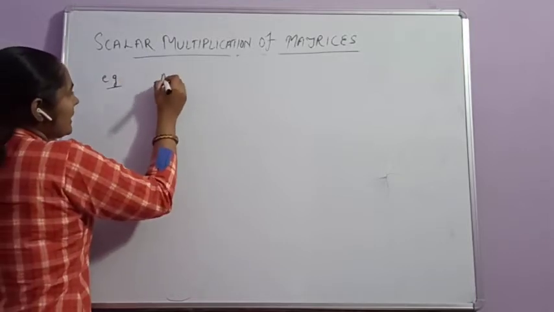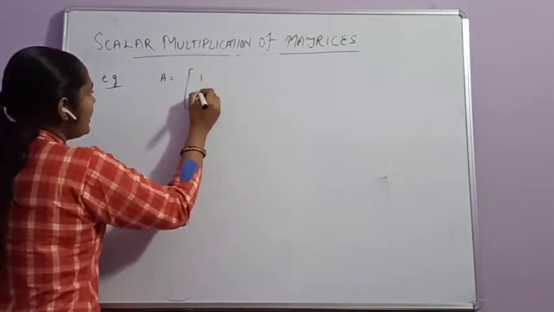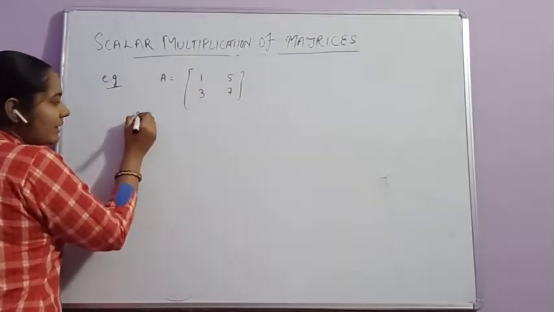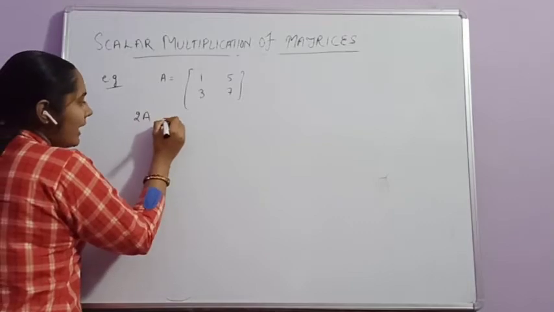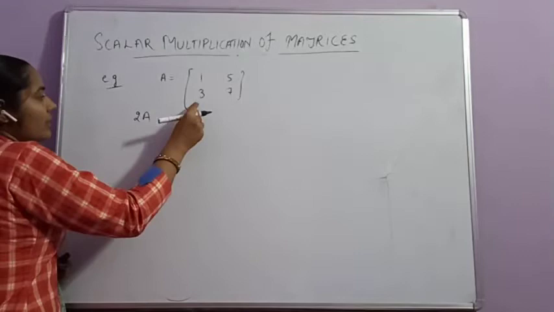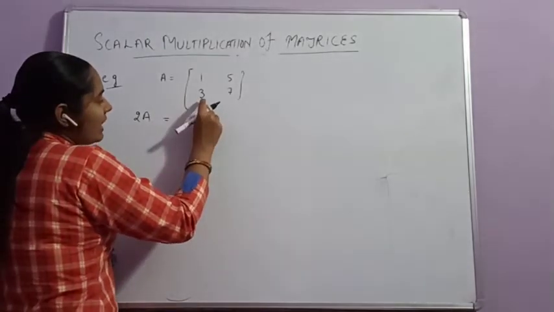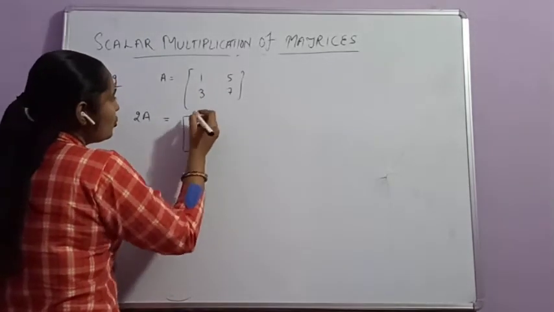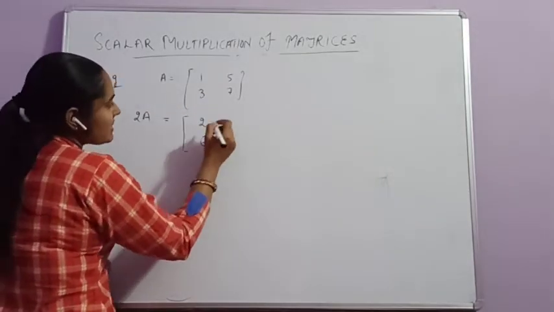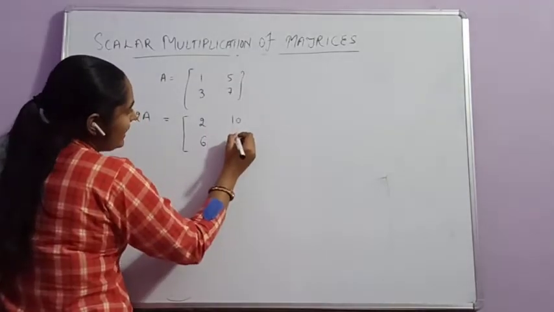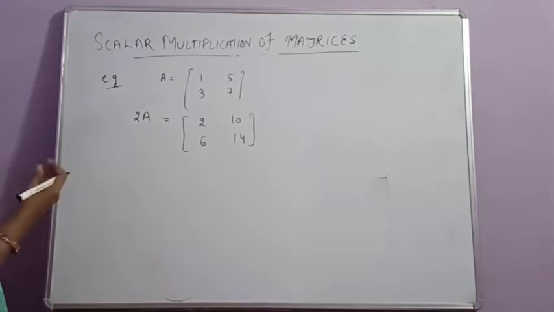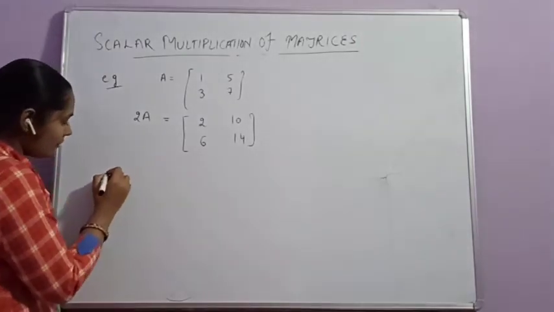For example, if a matrix A is given to us, equal to [1 3; 5 7], and we multiply matrix A by 2, then we multiply each and every element of matrix A by 2. 2 multiplied with 1 is 2, 2 multiplied with 3 is 6, 2 multiplied with 5 is 10, 2 multiplied with 7 is 14. Clear?